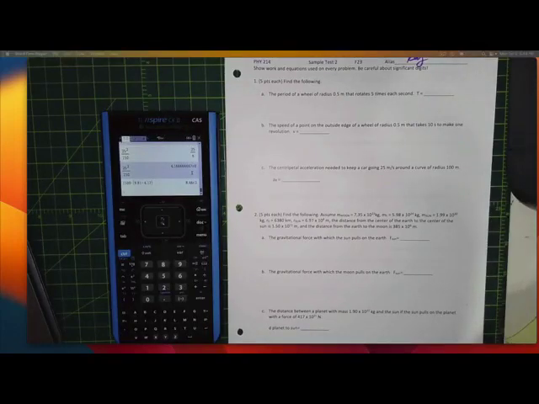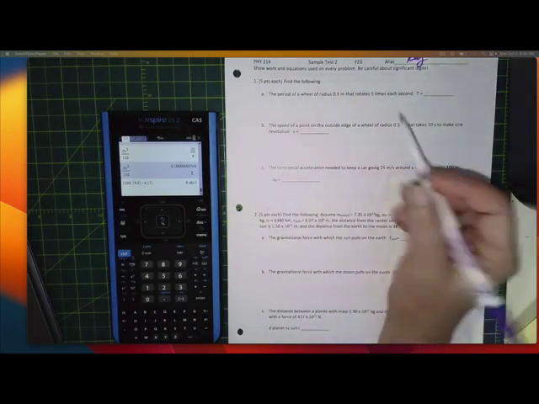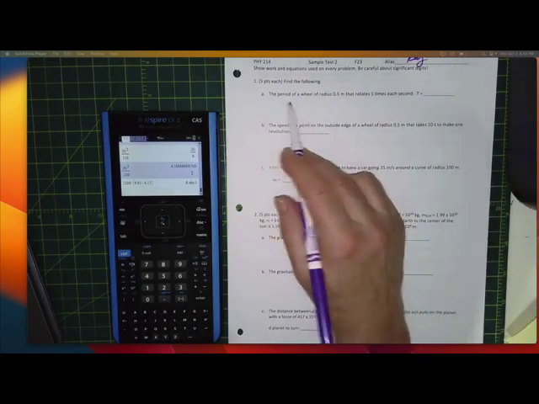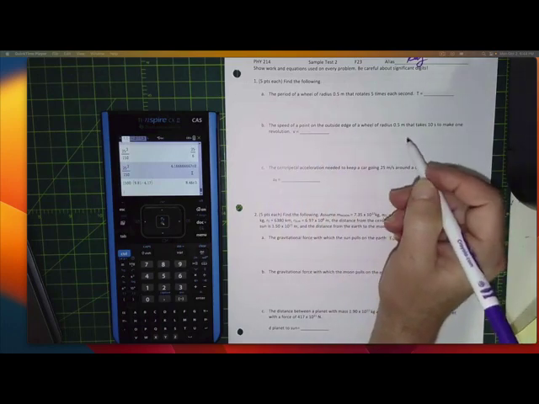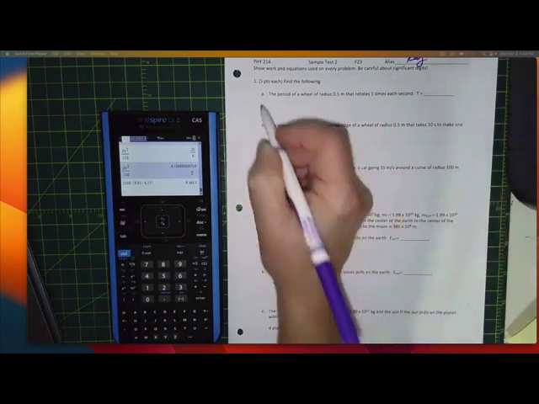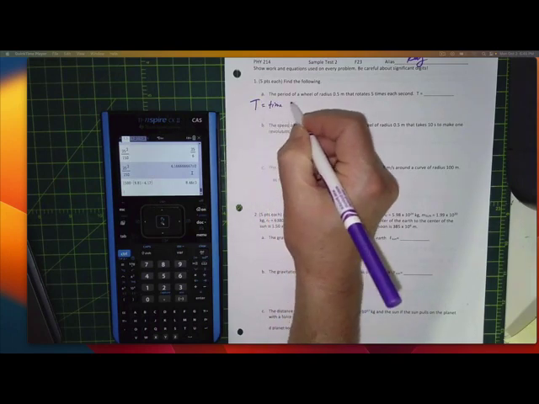Let's look at sample test 2 for Physics 214. Number 1, find 1A, the period of a wheel. The period of a wheel with radius 0.5 meters, it rotates 5 times each second. So the period T is the time for one revolution.